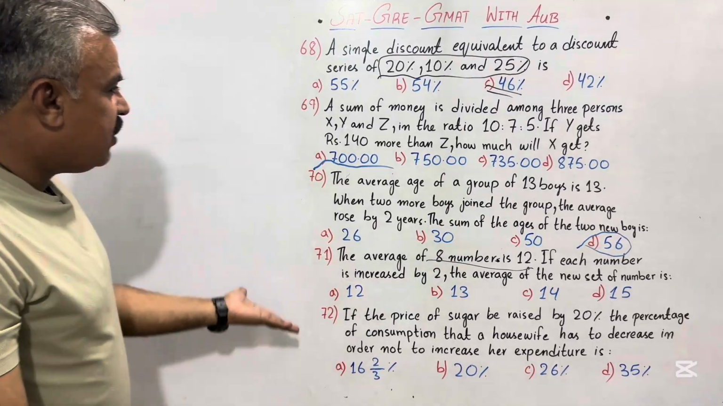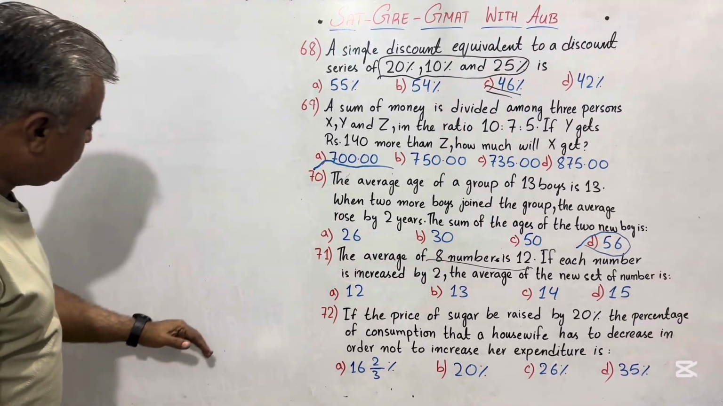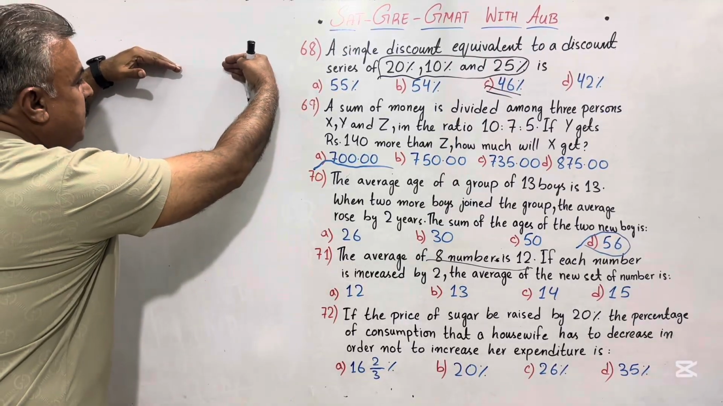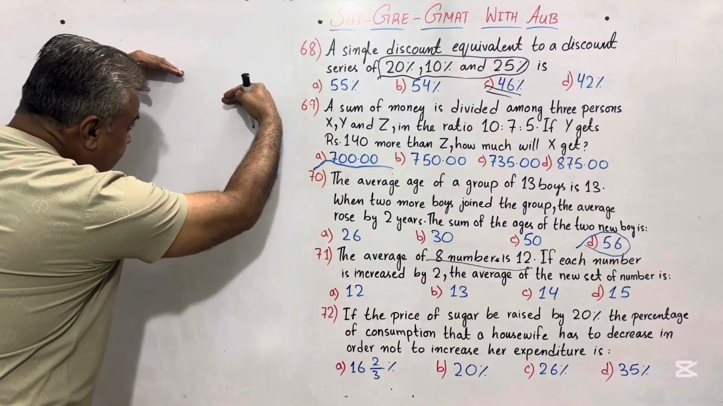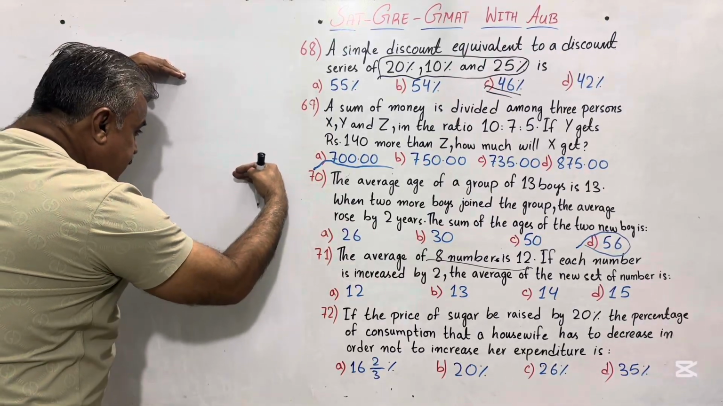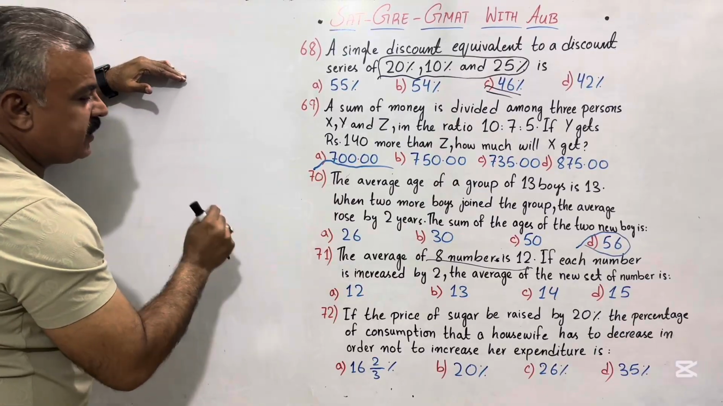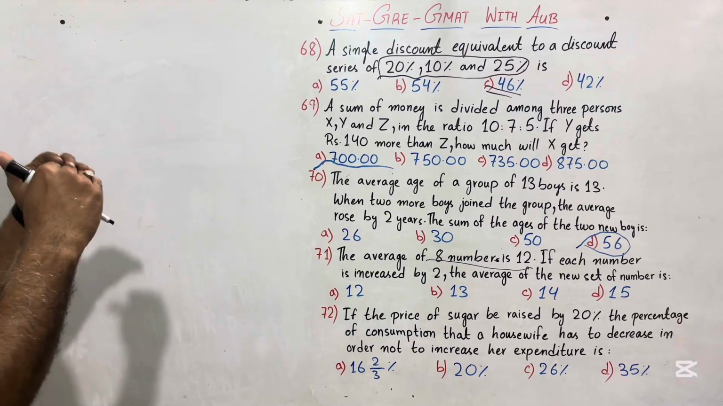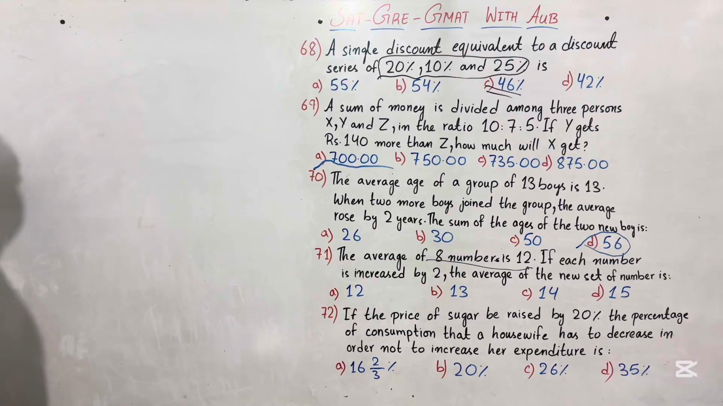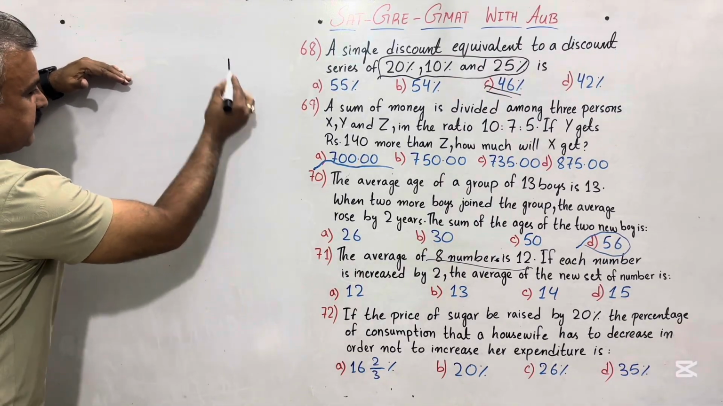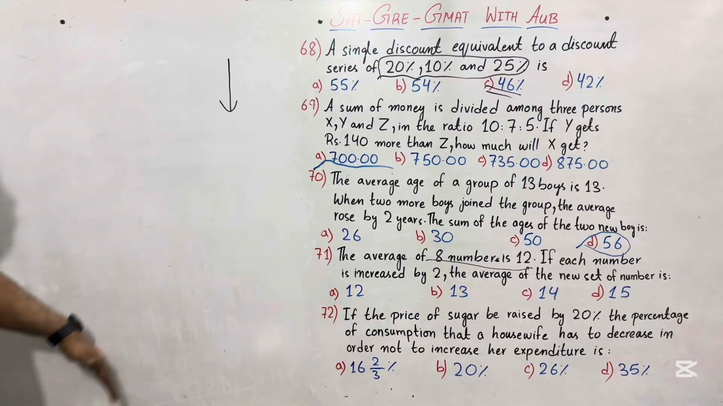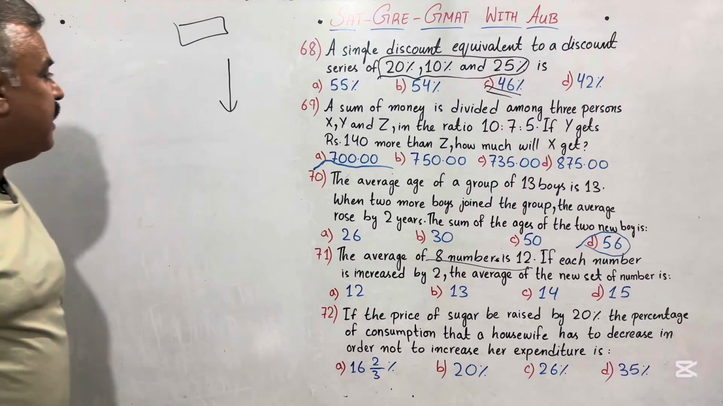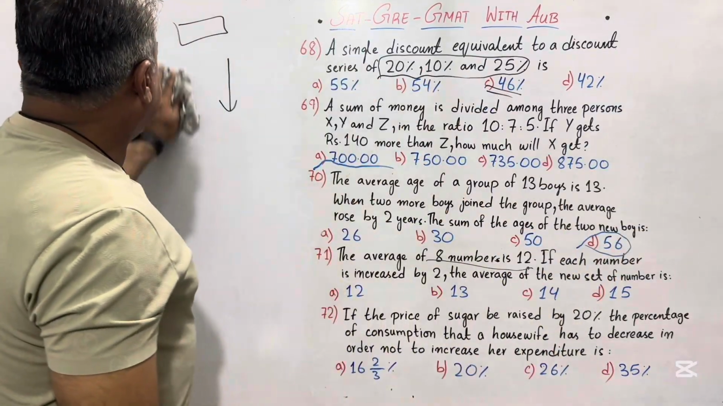The price of sugar has gone up by 20%. How much percent do we have to cut? We have to curtail the consumption. We have to reduce the usage of sugar in order not to interrupt our expenditure. Our expenditure remains the same. If the price of sugar has been increased by 20%, by how much percent should the consumption be reduced in order not to affect our budget, our expenditure?